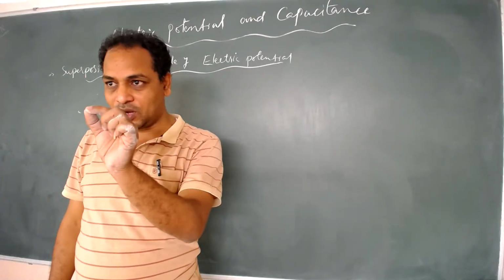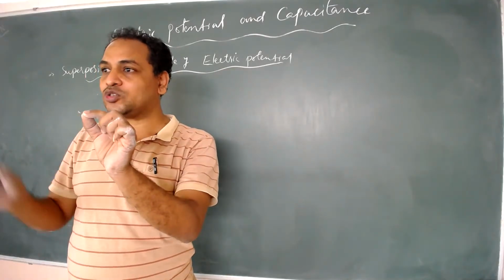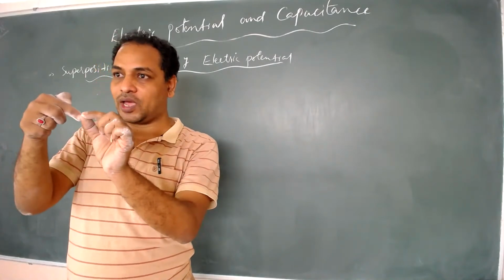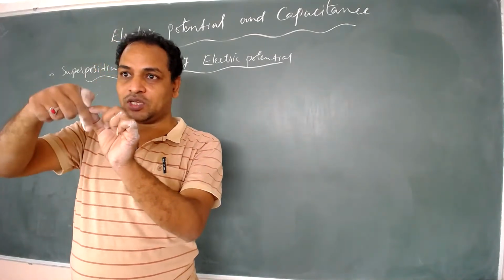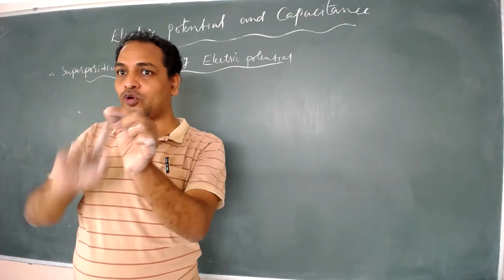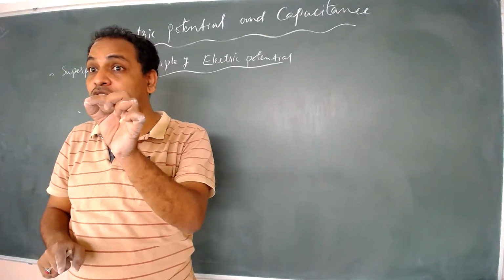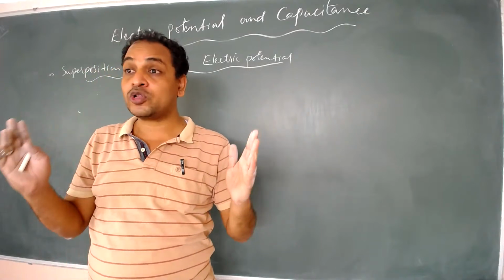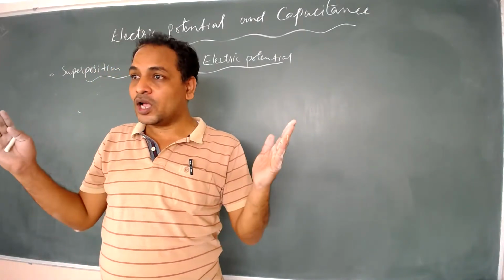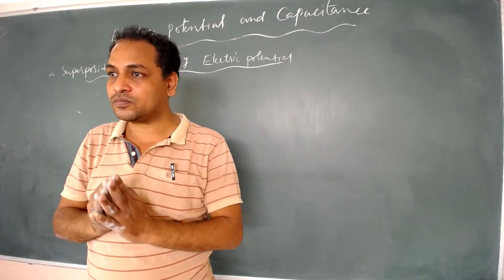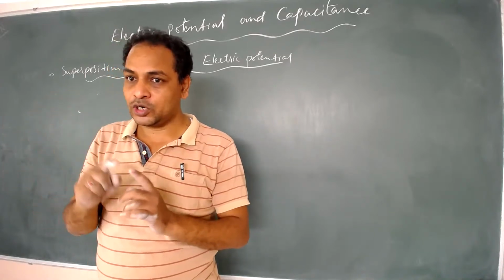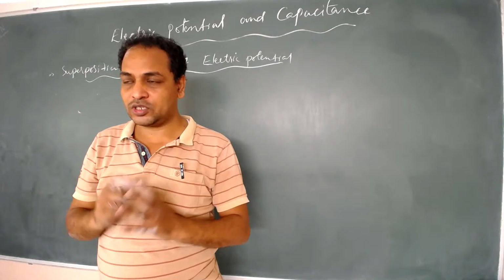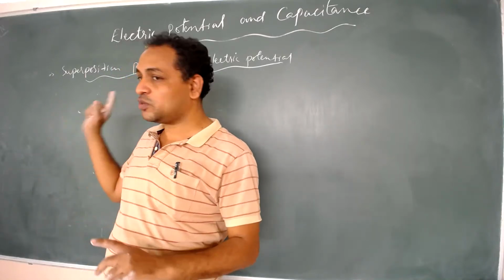Suppose here I have given one charge. How much total force acts on it? One charge gives a force F1, another charge F2, F3, F4, F5. So the total force on it is F1 plus F2 plus F3 plus F4 and so on. So this is called the superposition principle, meaning the algebraic sum of the total force acting on it due to these individual charges.